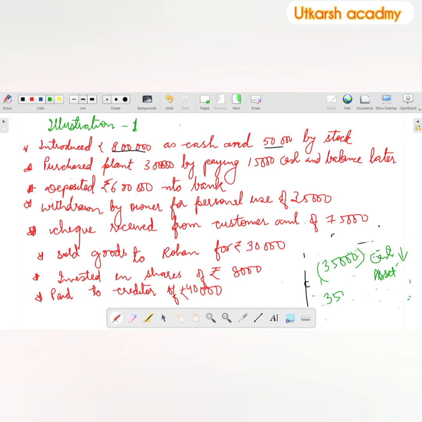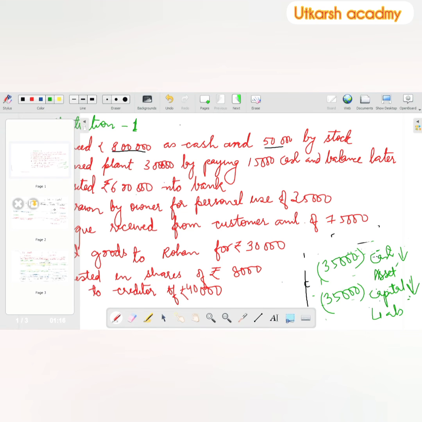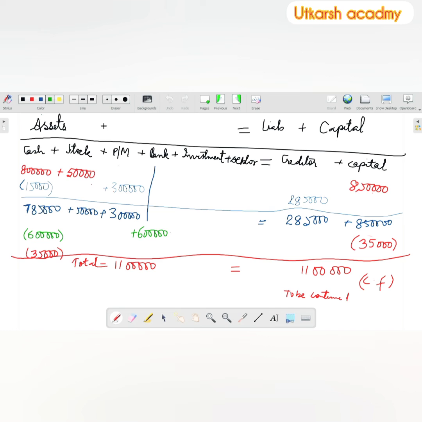So 35,000 will also be reduced from the capital, which is on the liability side. So how is it posted? Let's see. See, 35,000 has been deducted from cash because cash has been reduced. And this 35,000 has been reduced from capital because the amount which is withdrawn will be adjusted from the capital only, as we have learned in the rules.